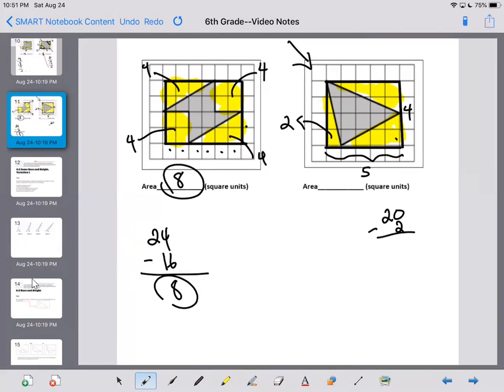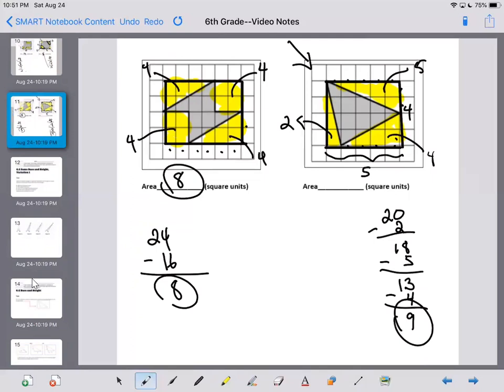That'll give me 18. This one's a 1, 2, 3, 4, 5 by 2. That's 10. Half of 10, that's 5. So I'm going to subtract 5, so that'll give me 13. And this one's a 1, 2, 3, 4 by 2 is 8. And half of 8 is 4. So I'm going to subtract 4 from 13. And I get 9 square units.